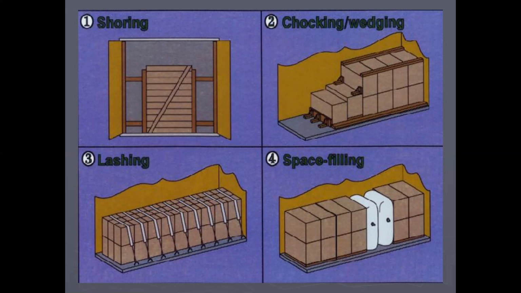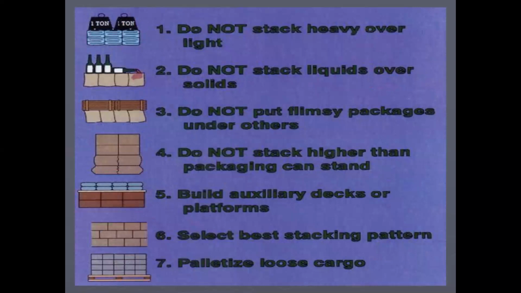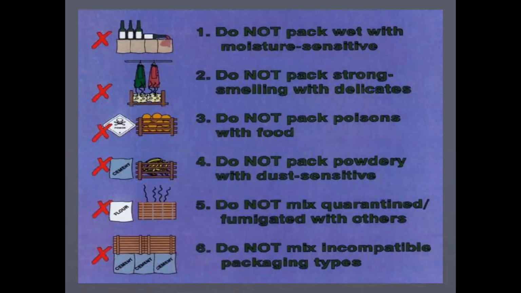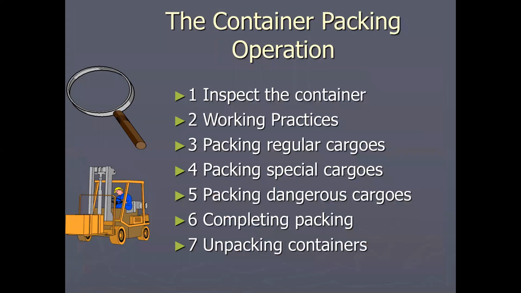Secure stow includes shoring, choking or wedging, lashing, and space filling. Some materials such as timber, plywood, strapping, polythene, paper can be used. And here are some do's and don'ts. Remember that loading plans should be made ahead. Then let's look into the container packing operation. This process includes the following elements.